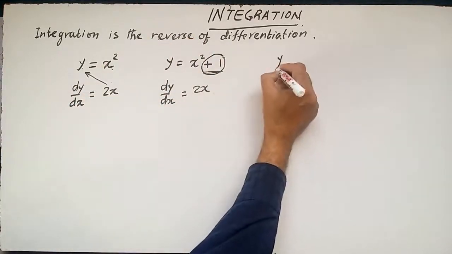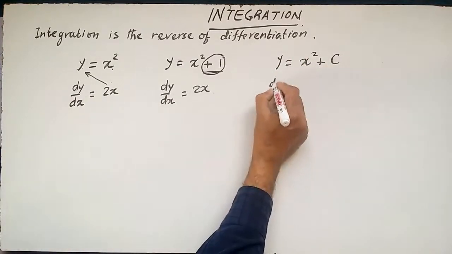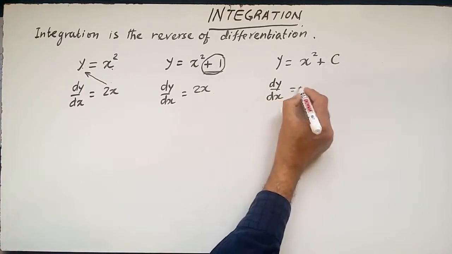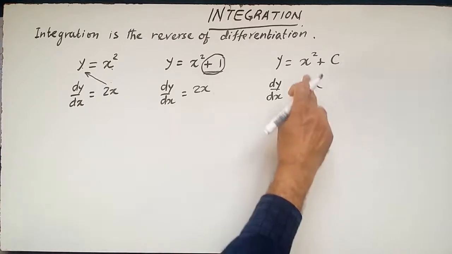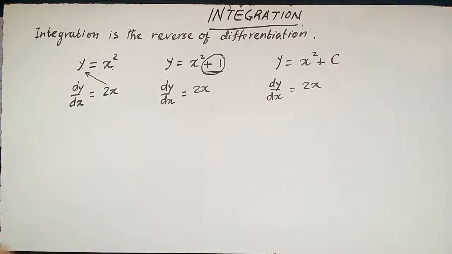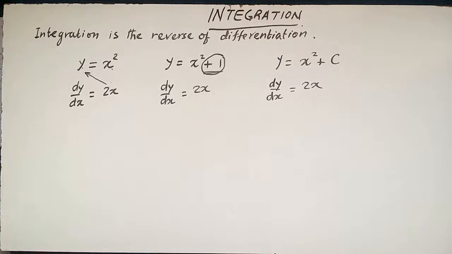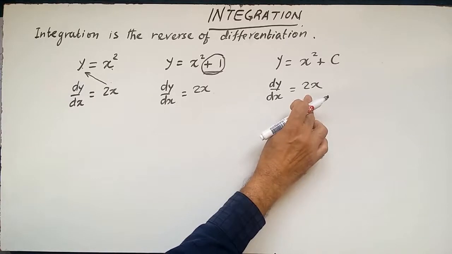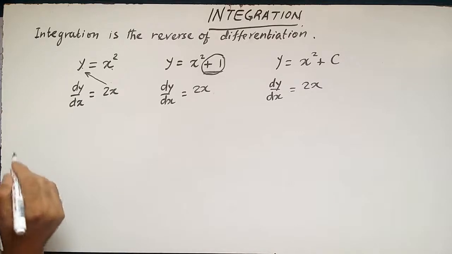Let's take another one. y is equal to x squared plus c, where c is any constant. Again, dy by dx is equal to 2x. So if we integrate 2x, we would get back x squared and not c. Basically, when we are integrating any function, we do not know what the original expression was. So after integrating any expression, we add a constant of integration.